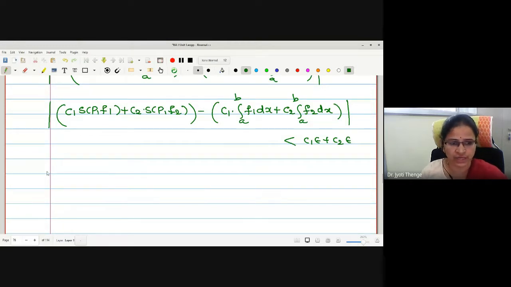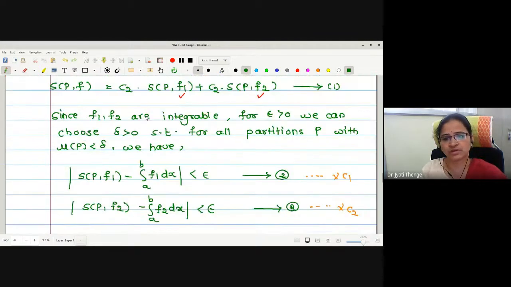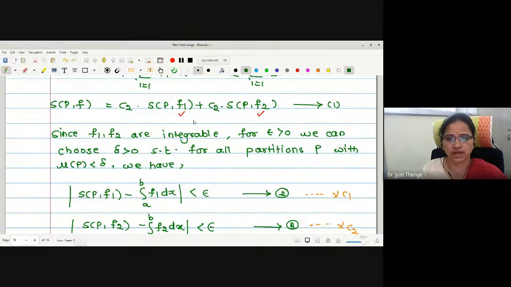Any difficulty? Now what I am going to write? This sum is nothing but S(P, f), minus C1 integration f1 dx plus C2 integration f2 dx combined, less than epsilon times C1 plus C2. The reason is statement number 1, which I have given. This is the statement I have used.